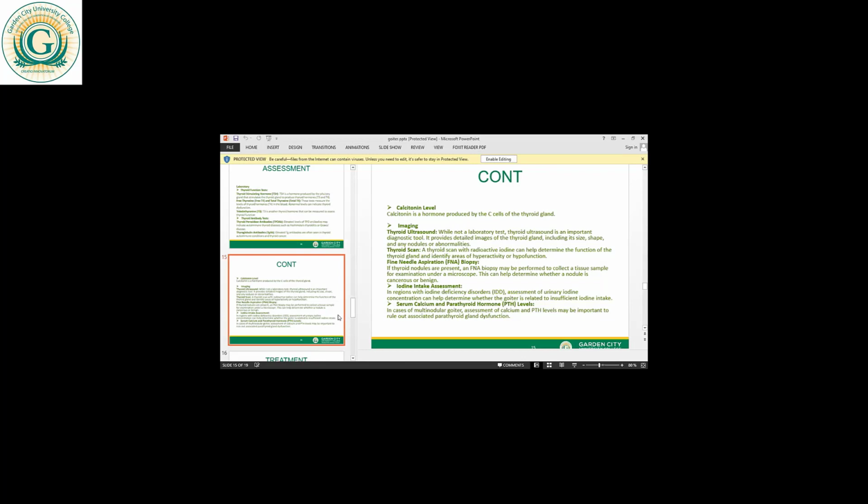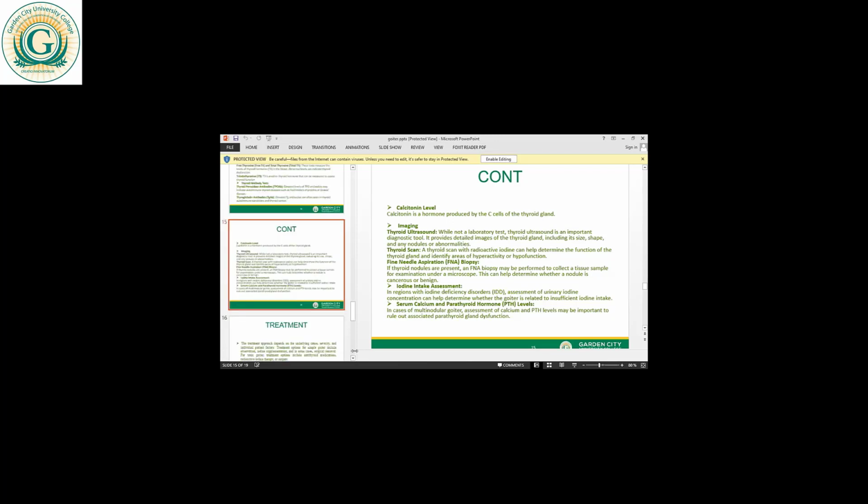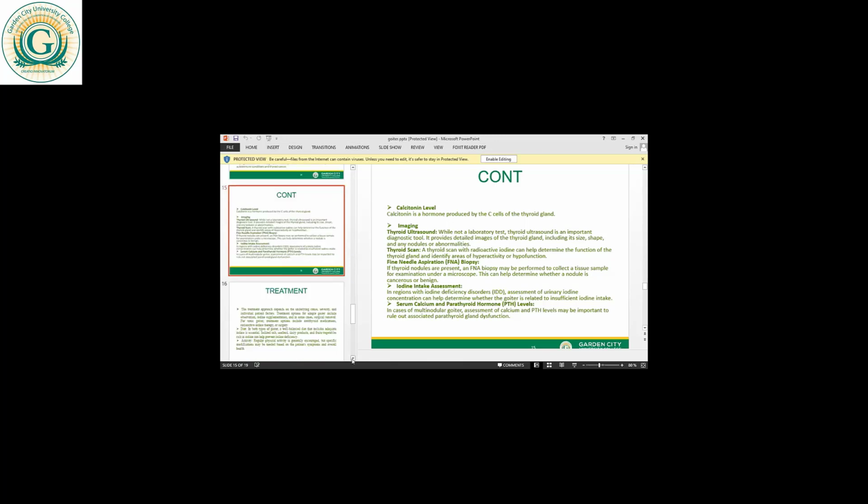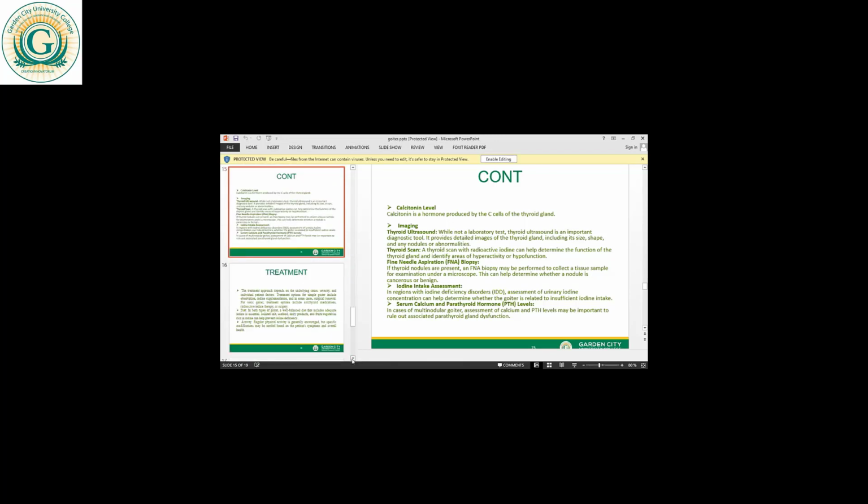We also have calcitonin level. So these are the various laboratory investigations that are used to identify both toxic and simple goiter. Under the imaging of thyroid goiter, we have thyroid ultrasound, thyroid scan, fine needle aspiration or a biopsy, iodine intake assessment, and then we have serum calcium, and parathyroid hormone levels.